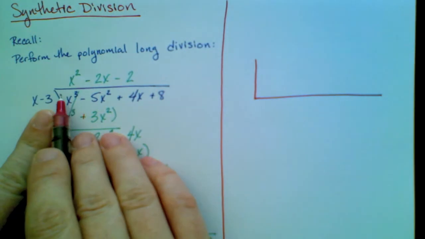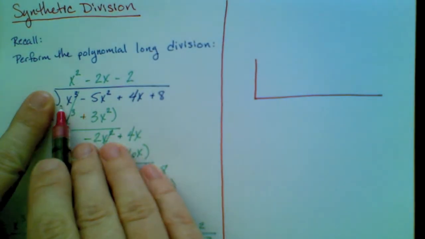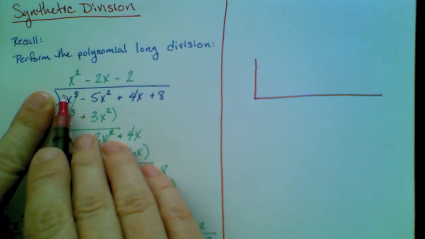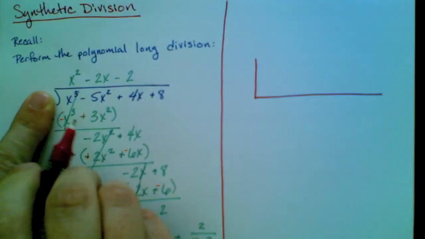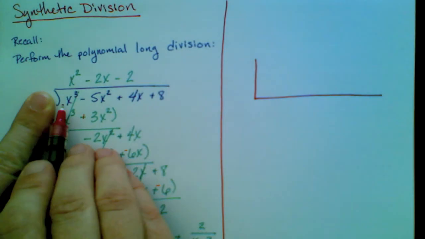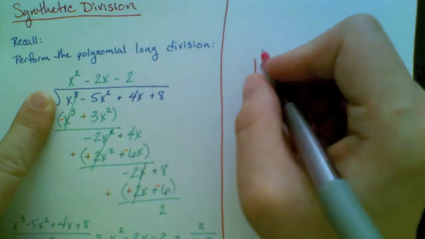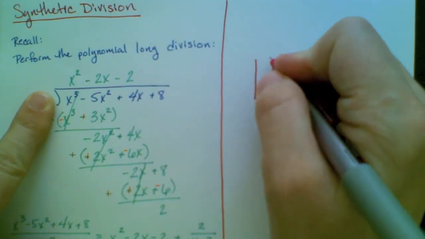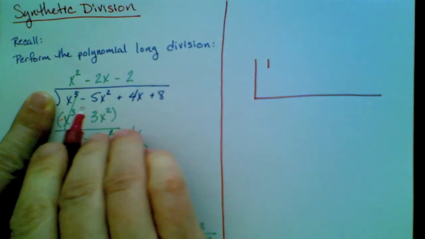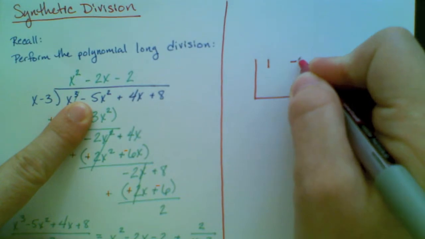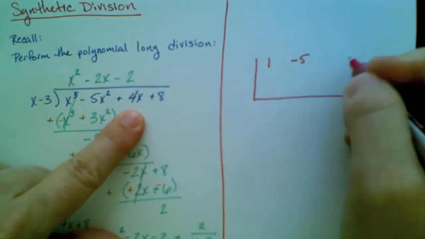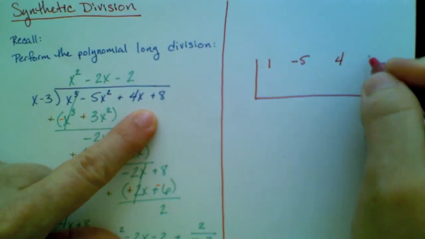Notice that this doesn't have an explicit coefficient written, and so that is a coefficient of 1. So the coefficients of my dividend, the polynomial that I'm dividing into, under the division sign, are 1, negative 5, 4, and 8.